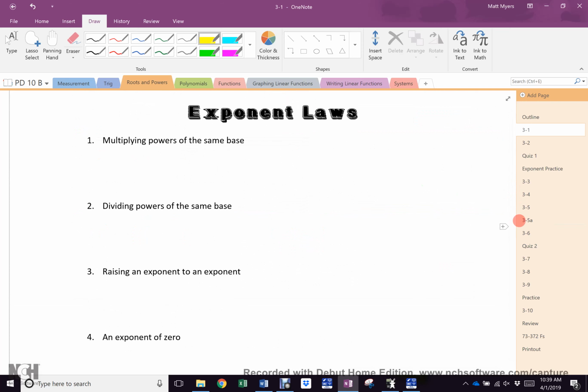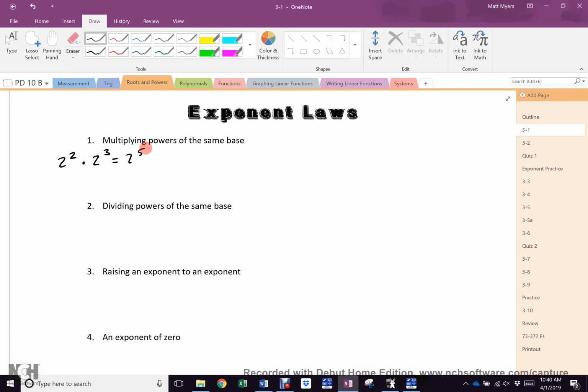Please, please, please actually go through this as if you don't know what you're doing. There's a reason. Multiplying powers of the same base. All of you already know this answer. 2 squared times 2 cubed is what? 2 to the 5th. You all already know that because you have memorized that step, right?